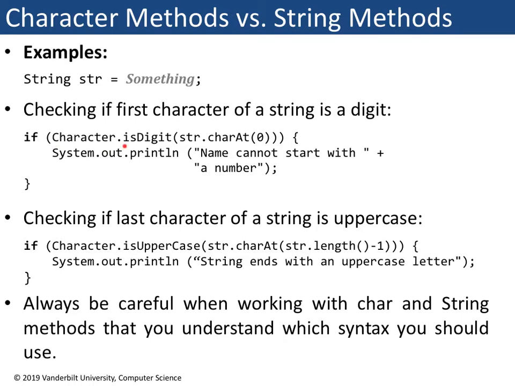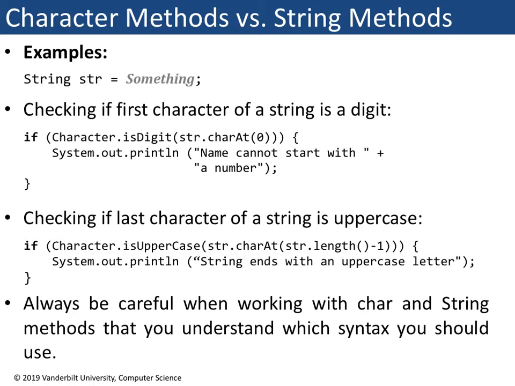If this Boolean value is true, we will execute the statements inside the curly braces following the if statement. And in this case, it would print out name cannot start with a number. So what we're doing here is checking to see if a string begins with a number, and if it does, we say that's not allowed.